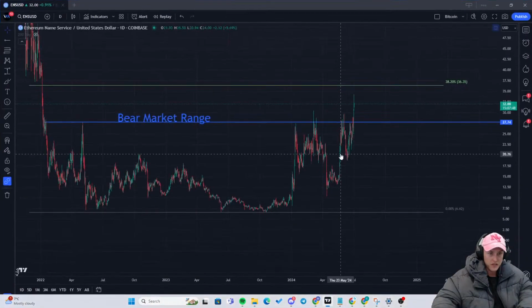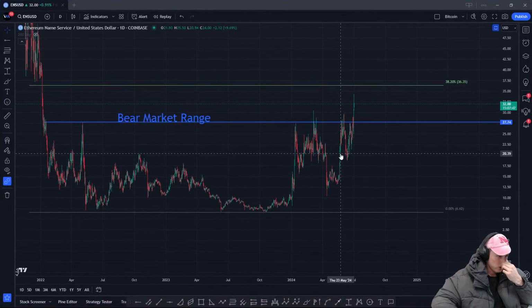The conclusion here for me is that all three look like pretty good investments. I prefer Lido and ENS fundamentally. I think Maker has the most structural chart, but ENS has the most bullish chart.